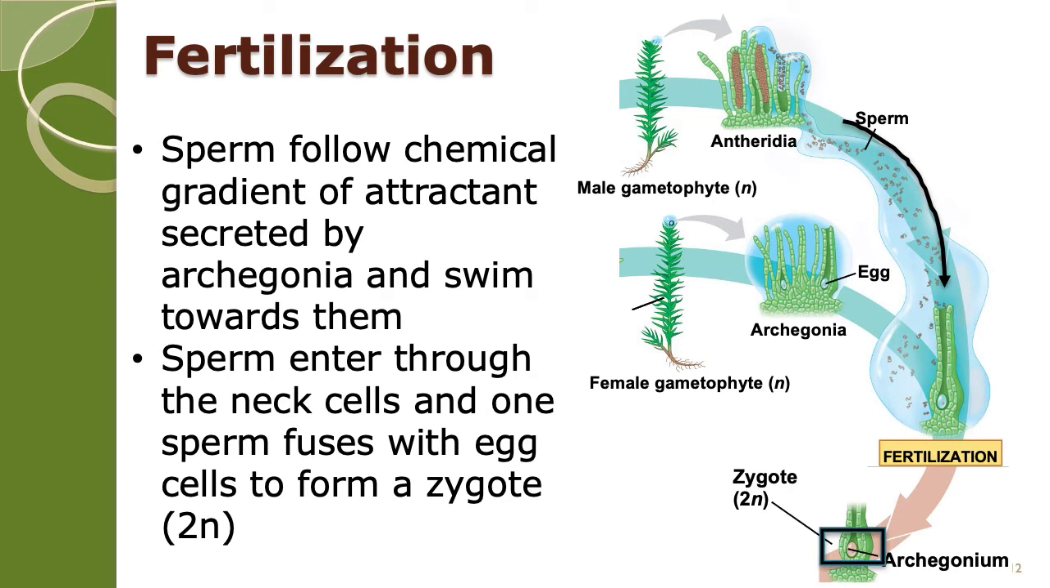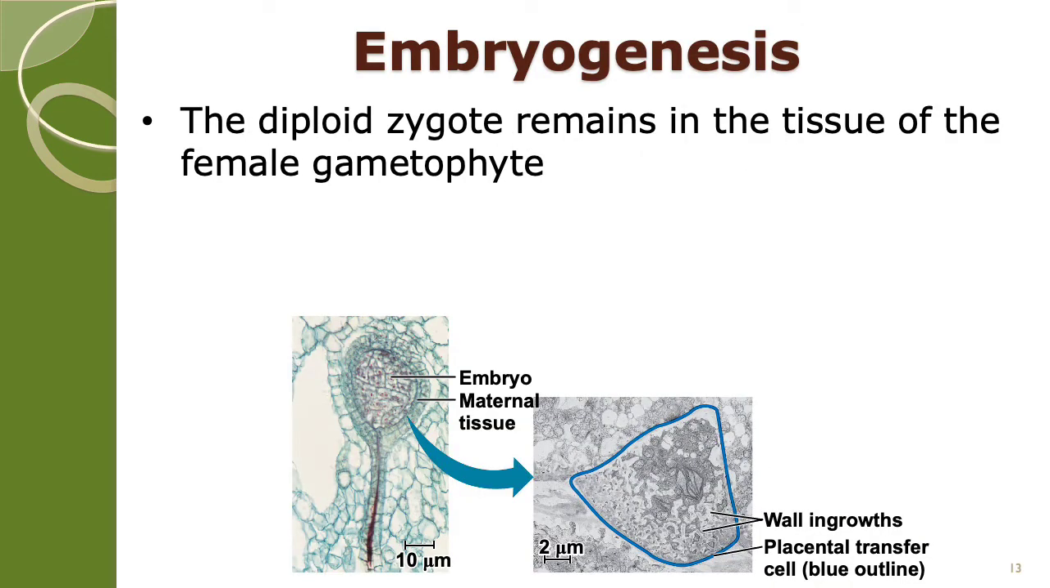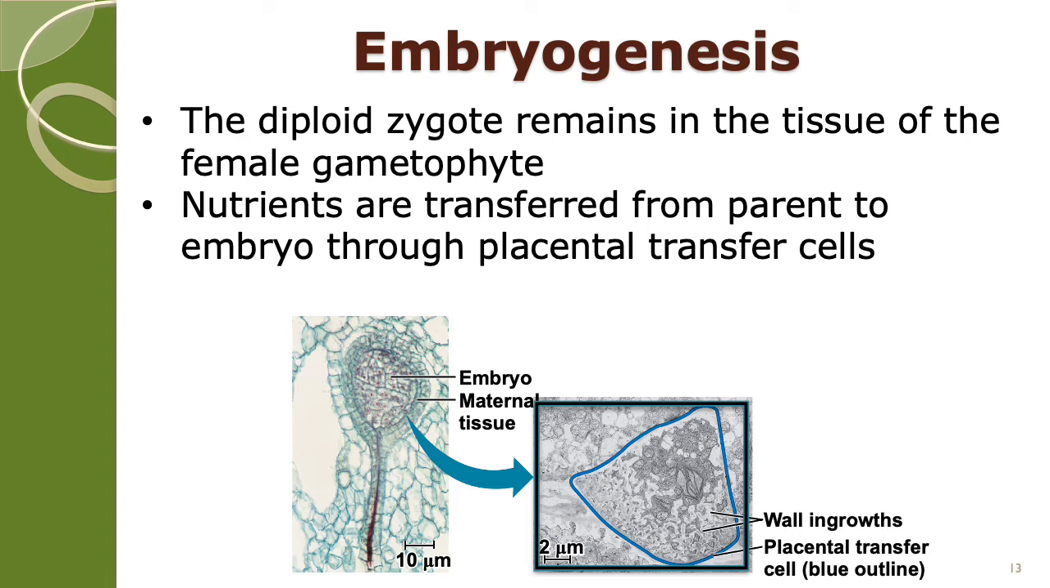Now, the zygote that is made is due to the fusion of two haploid cells, and hence it is a diploid cell. Once this diploid zygote is formed, it remains in the tissue of the female gametophyte. This is what is shown in the figure, where we can see that the diploid zygote has undergone multiple cell divisions to form an embryo, but it is surrounded by the tissues of the female gametophyte, which are the maternal tissues. So nutrients are transferred from that parent female gametophyte to the embryo through these cells called placental transfer cells that you can see on the right side of the figure.